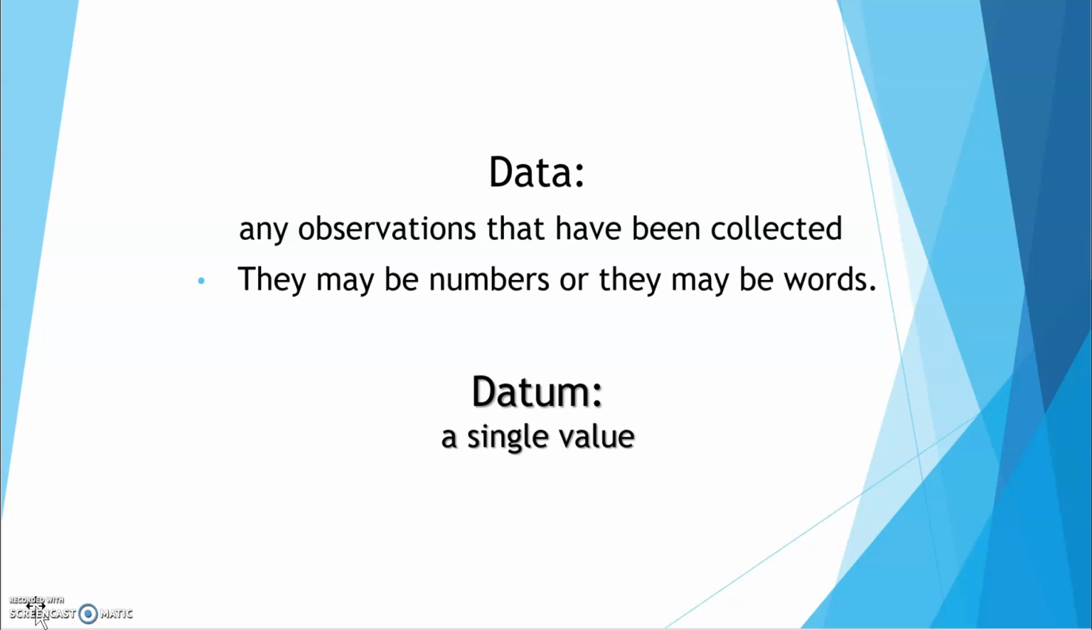Okay, the first one is data, and that's just any observation that has been collected. Like I can go around a room and I can get everybody's hair color, have them write it down and pass it to me, or everybody's weight, or everybody's height. But all those numbers or all that data that I'm collecting right there, that's just what it is. That's data. I'm getting information about something. And a single data value, like one person's weight or one person's height or one person's hair color, that's a datum.